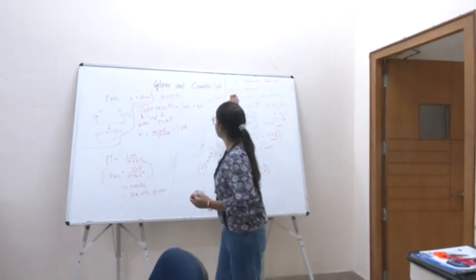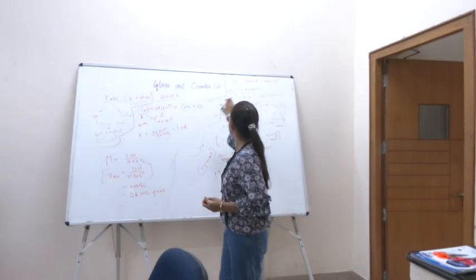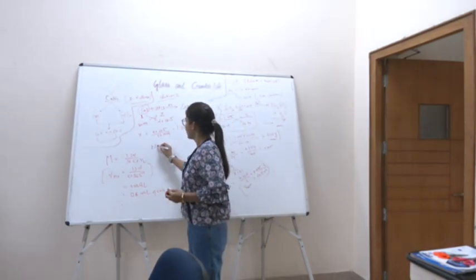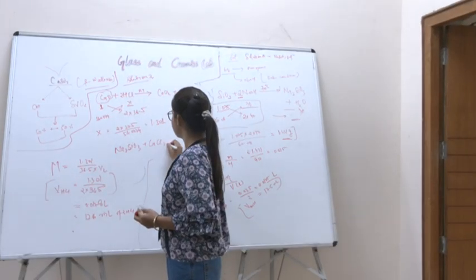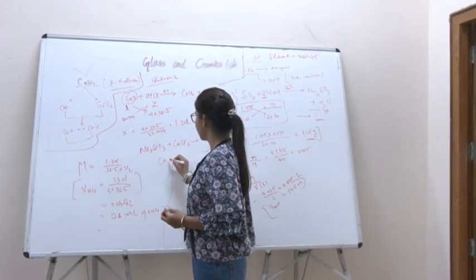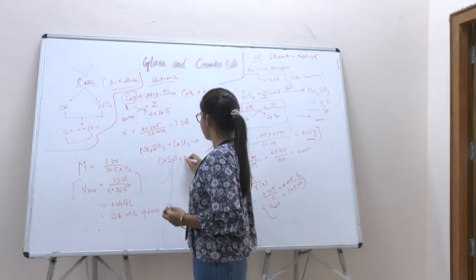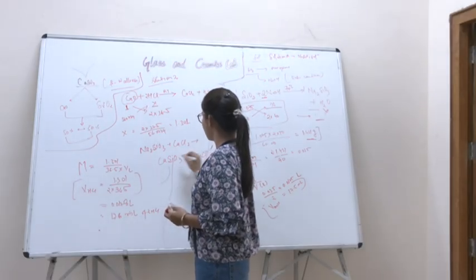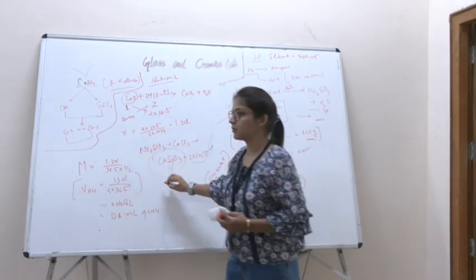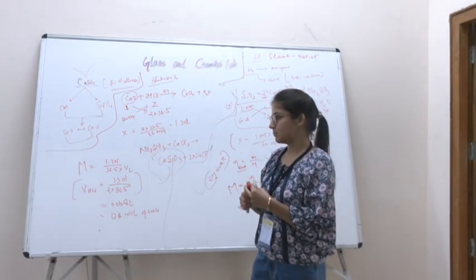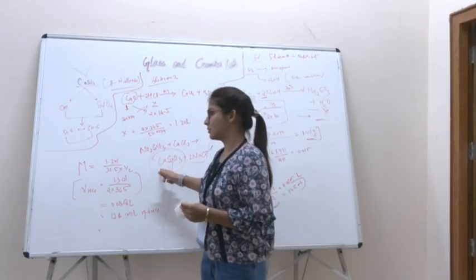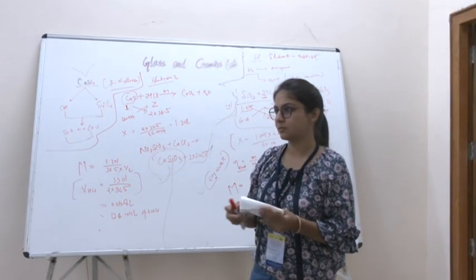See, when we mix both solution A and solution B, Na2SiO3 plus CaCl2, the final product will give you CaSiO3 plus 2 molar of NaCl. Not only that, when you use this waste material, apart from this you can get other transition metal oxides also.